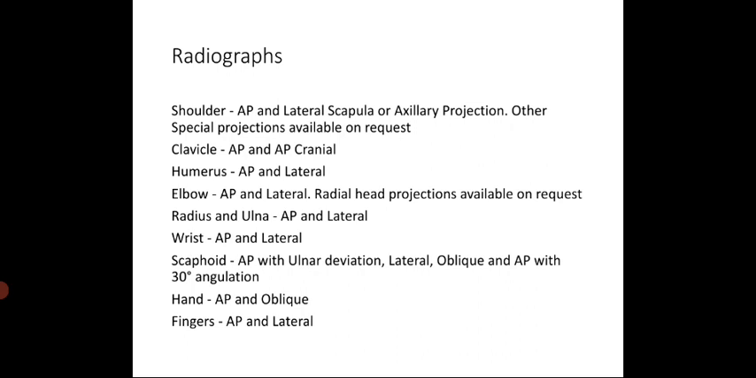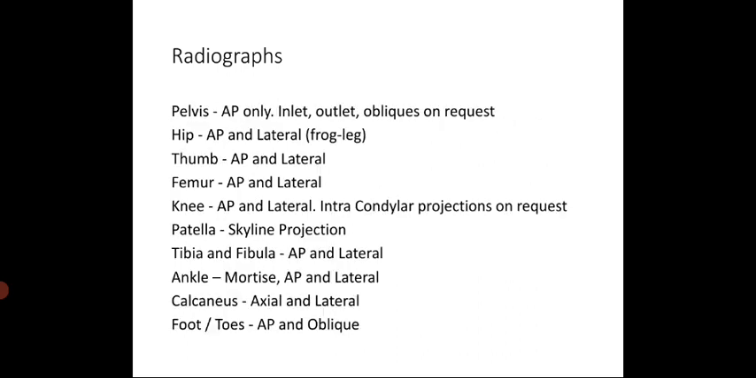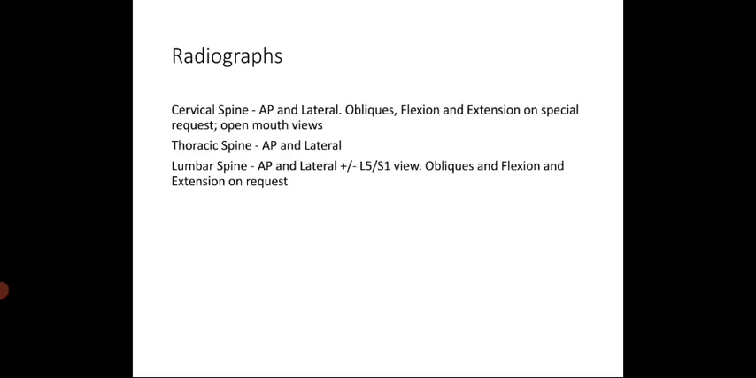For the radiographs that we usually order, these are the following. For the clavicle, we have the AP and AP cranial, the humerus, AP and lateral. Most of these are AP and lateral except for the hand and the foot. The hand, usually we order the AP and oblique as well as the foot. Other special views would be for the hip. We have the AP and frog leg view, and for the patella we have the skyline projection, and we also have the open mouth view for the cervical spine.